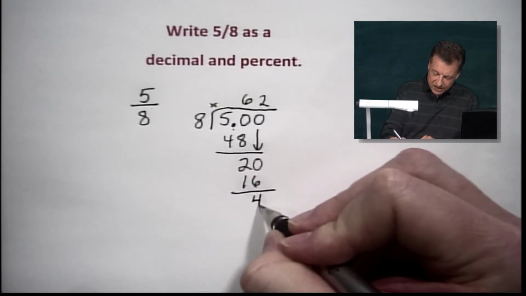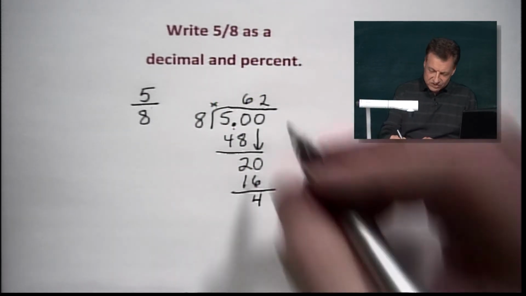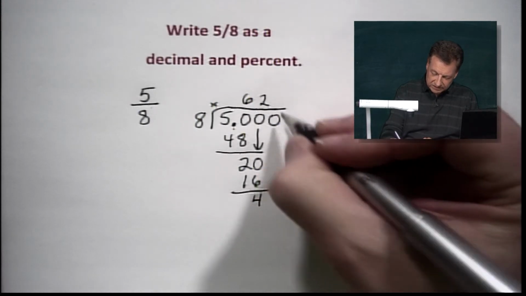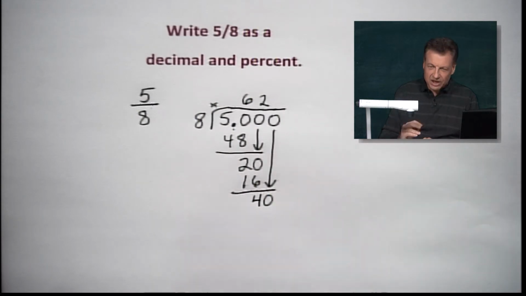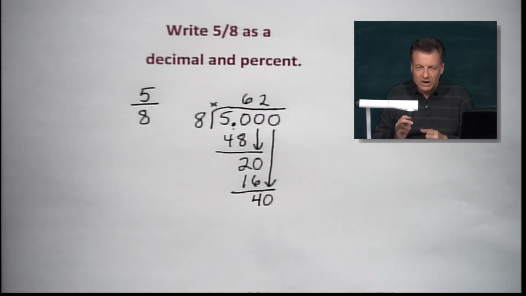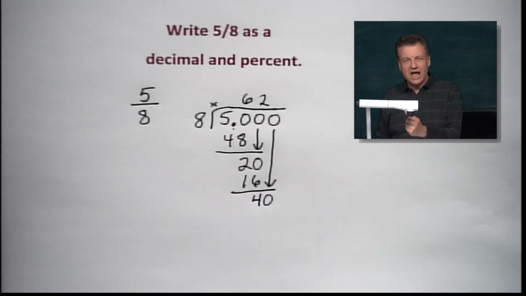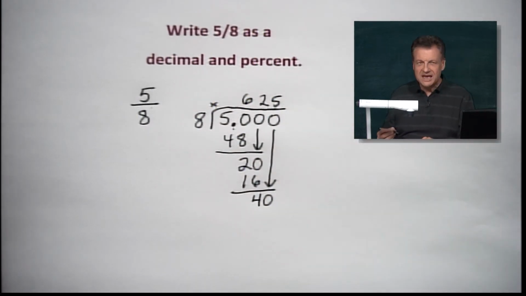Put a 4 right there. And 8 going into 4. I know, it doesn't go in there, does it? So let's put a 0, and let's bring it straight down here. There you go. And you know what I see? I see 40. I like 40. Why do I like 40? Because 8 will divide into 40 evenly. On the nose, it goes in there 5 times, because as we know, 5 times 8 is 40.